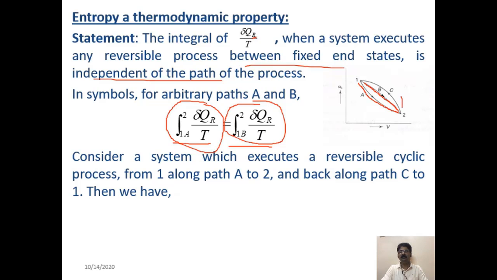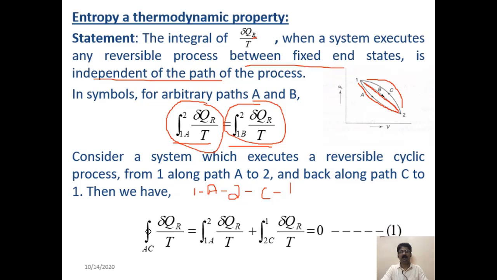Now I am taking one more path through which I am completing the cycle. So I can come from 1 to 2 along path A and go back to 1 along path C. That means in the cycle, in short form, I can write the forward path as 1a2, and the return path as 2c1. So the cycle I can write as 1a2c1. Instead of writing the full cycle name, you can just write the two path names, A and C. A is the forward path and C is the reverse path.